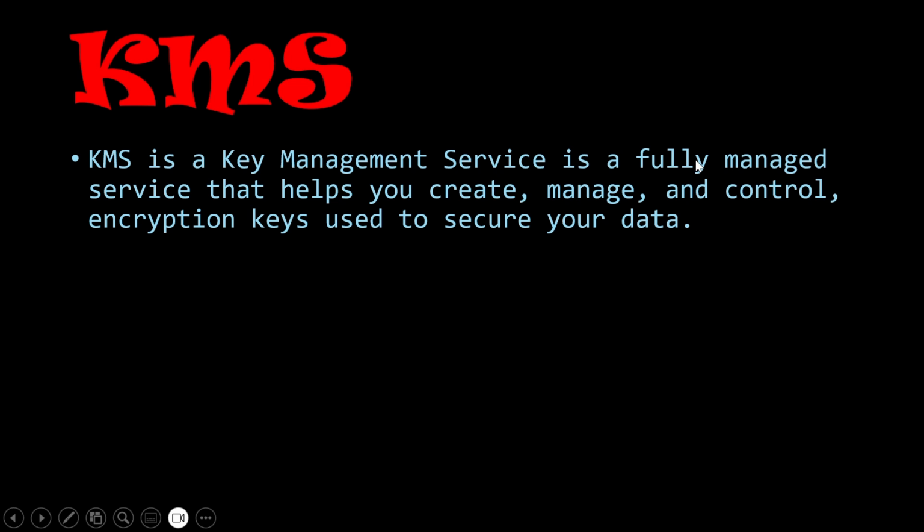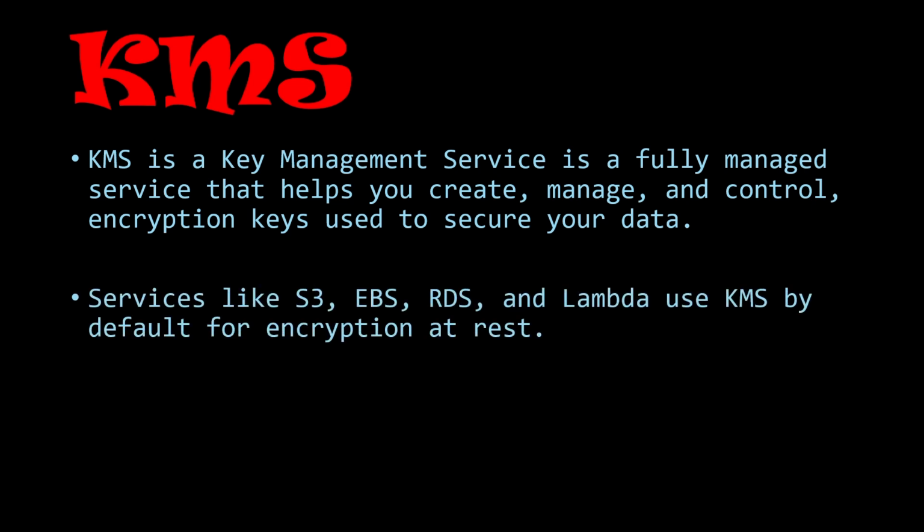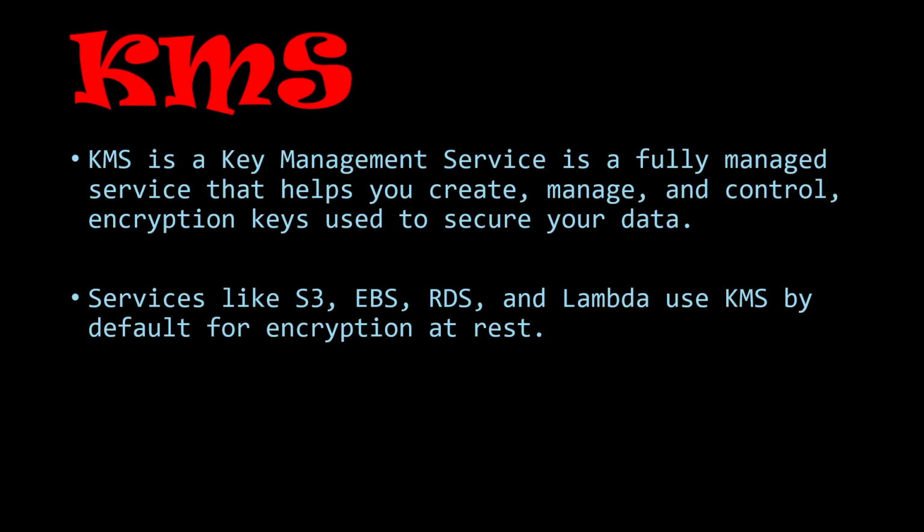KMS is a key management service. It is a fully managed service that helps you to create, manage, and control the keys which are used to secure your data. Services like S3, EBS, RDS and Lambda use KMS by default for encryption at rest. Now let's learn the different types of KMS keys.